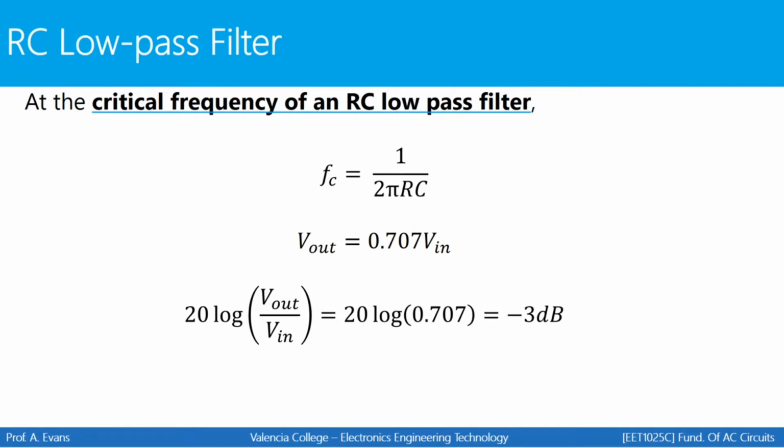And if we were to calculate the decibels for your output versus your input, you're going to end up with 20 times the logarithm of V out divided by V in. Since V out is equal to 0.707 times V in, V out divided by V in is 0.707. So when I plug this into my formula for calculating decibels, I see that at the critical frequency, my ratio of output to input, using the definition for decibels, is negative 3. That's why the critical frequency is also called the negative 3 dB frequency.